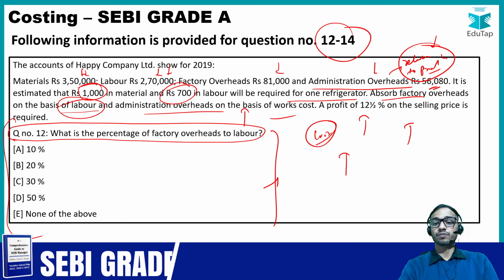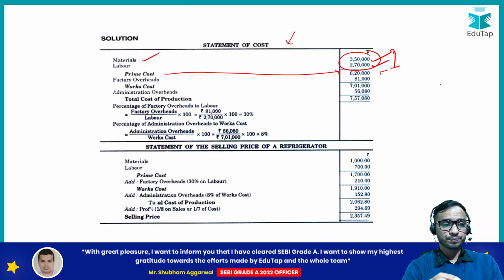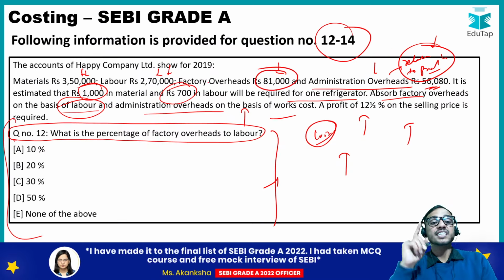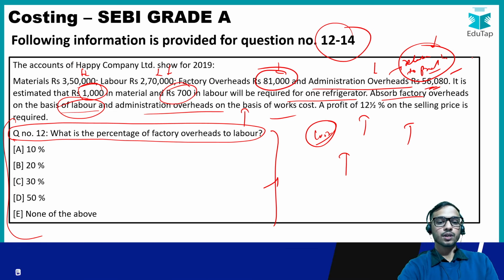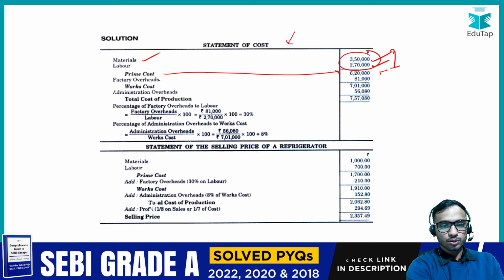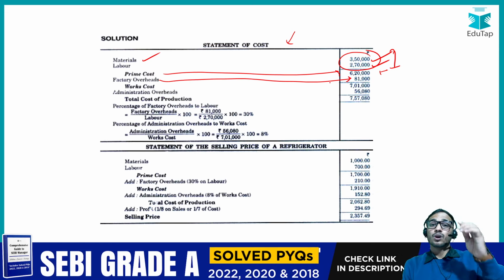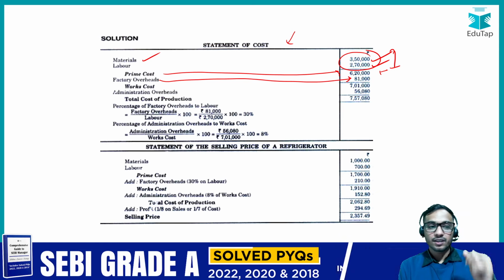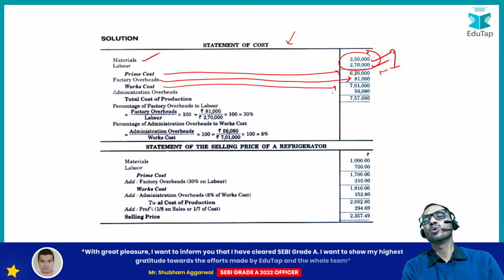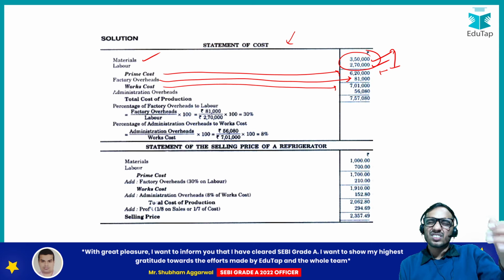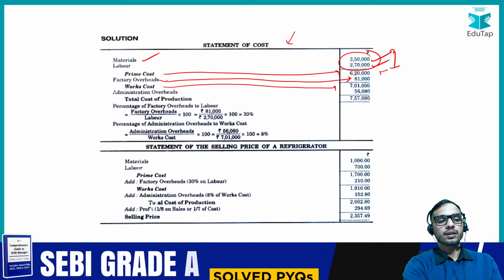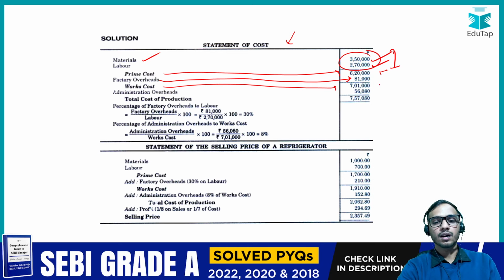Now comes the factory overhead. Factory overhead is how much? 56,080, isn't it? No, okay, there is a misprinting. Factory overhead is 81,000, administrative overhead is 56,080. So factory overhead is 81,000. Now I told you that when you add factory overhead to the prime cost, you get your works cost. Though there was a concept of gross works cost and net works cost, I have told you that the important one is works cost. Then we have the cost of production, isn't it? So when you add this factory overhead, we get our works cost.